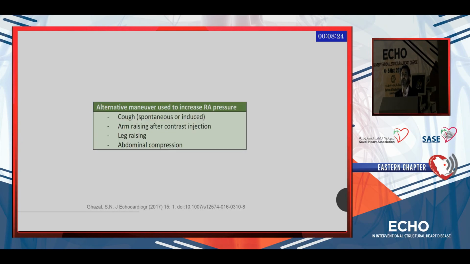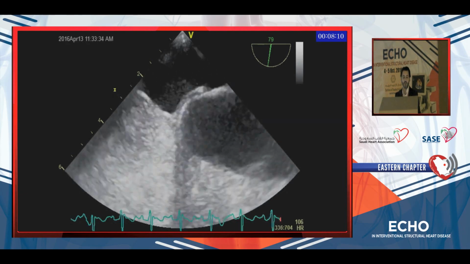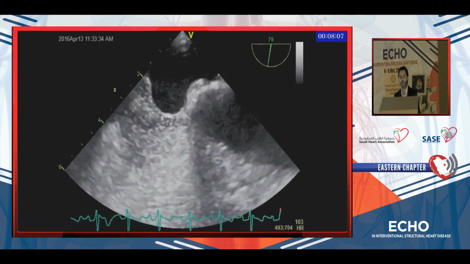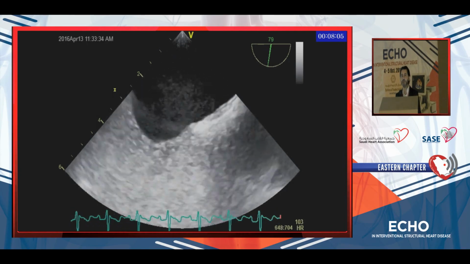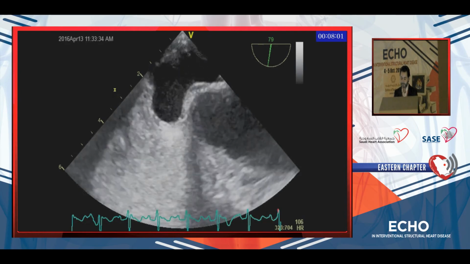So what alternative maneuver we have? You can ask the patient to cough spontaneously, or you induce cough, or you can do arm raising, leg raising, abdominal compression, especially in transesophageal echo. This is an example of bubble that appears after 5 beats. However, you can see it passing between the 2 membranes, the thick membrane and the thin mobile septum primum.